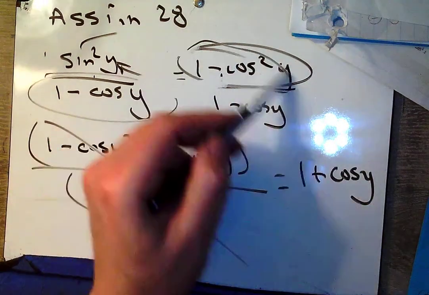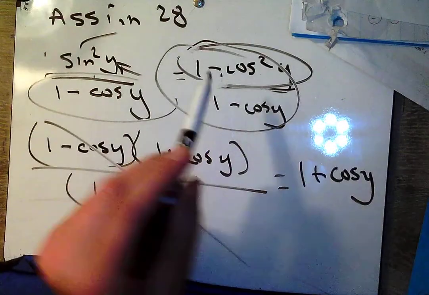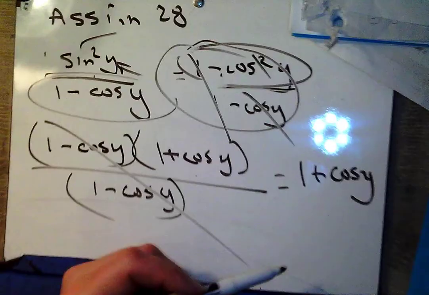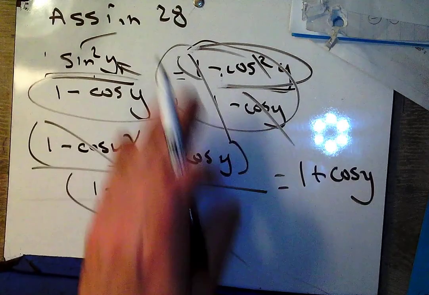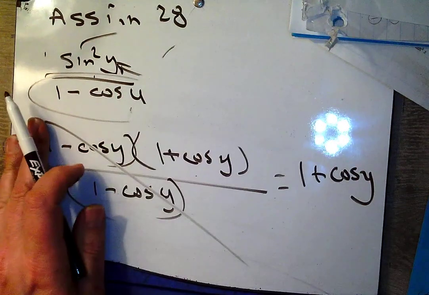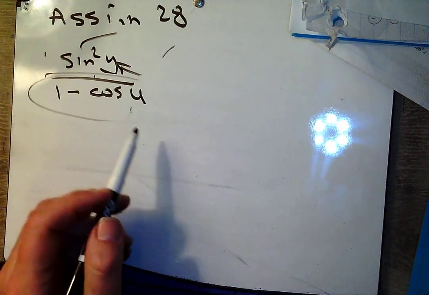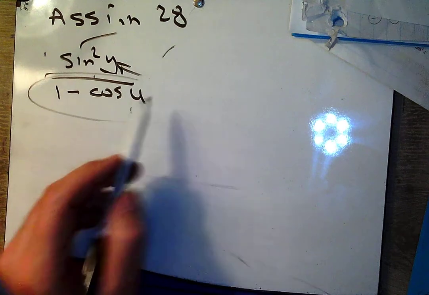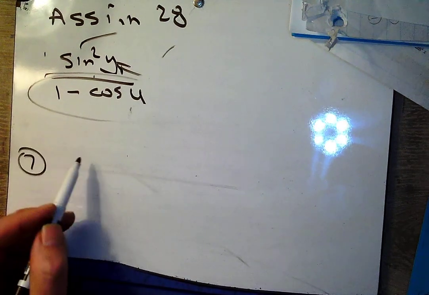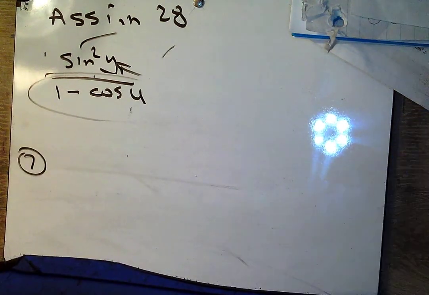And there's no way you're getting 1 plus cosine y out of that if you think you can do this canceling like that. Yeah, no. So don't. Stop it. Now, that's what most students do. But I saw another strategy. And here it is. Strategy number 7. I think we were up to 7.